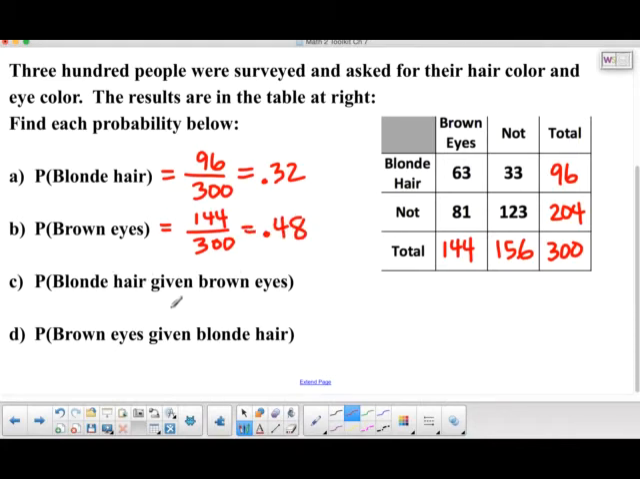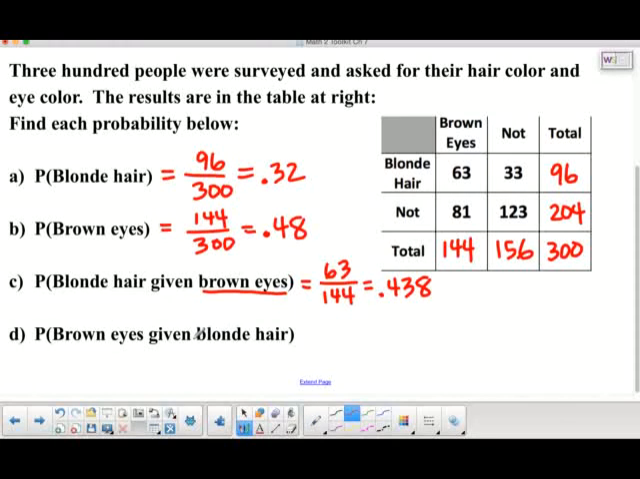So now let's look at conditional probabilities here. What if I said, what's the chance of someone having blonde hair given you know they have brown eyes? So the given narrows things down. So you're not going to look at all 300 people. You're going to look at only the people with brown eyes. So how many people have brown eyes? Once again, the total number of people with brown eyes is 144. So this is going to be out of 144. Now, how many people have both blonde hair and brown eyes? That would be this spot right over here. So of those 144 people, 63 of those people have blonde hair. So I'm going to put 63 up here. And if you do the math on that, that ends up being about 0.438 or close to 44%.